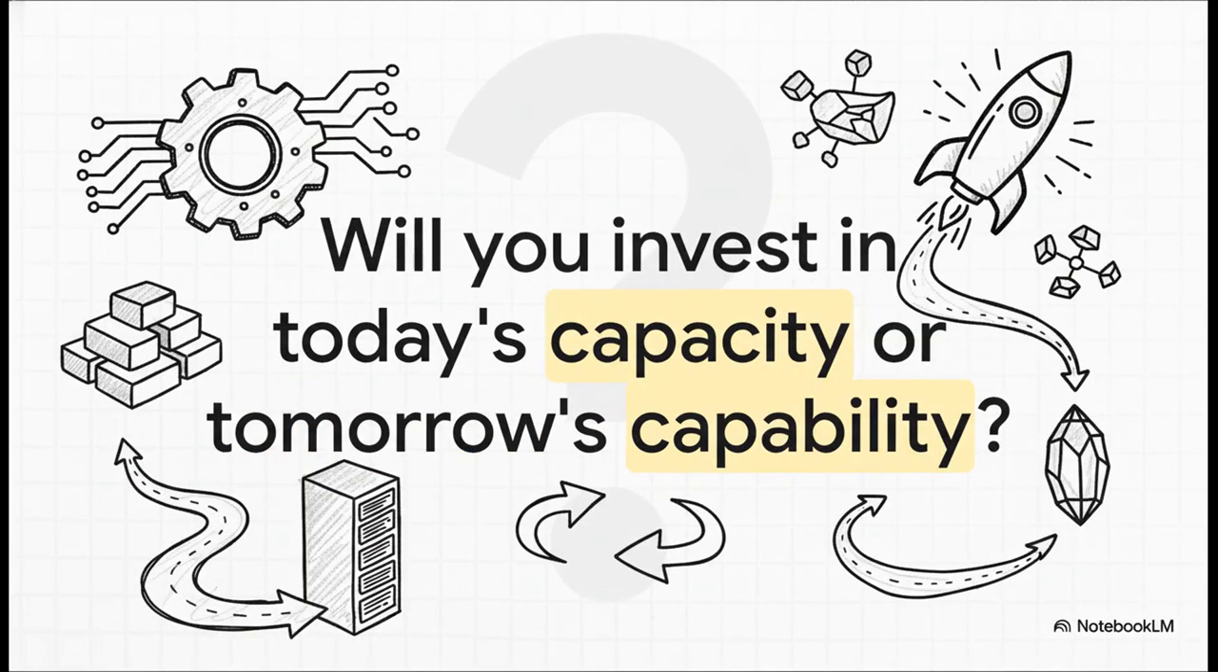And that kind of leaves us with a big question, doesn't it? It's a choice that really defines how you approach AI development. Are you going to invest in the proven capacity that just works for everything right now? Or are you going to bet on the specialized capability that's being built for whatever comes next? The right answer? Well, that depends entirely on you.